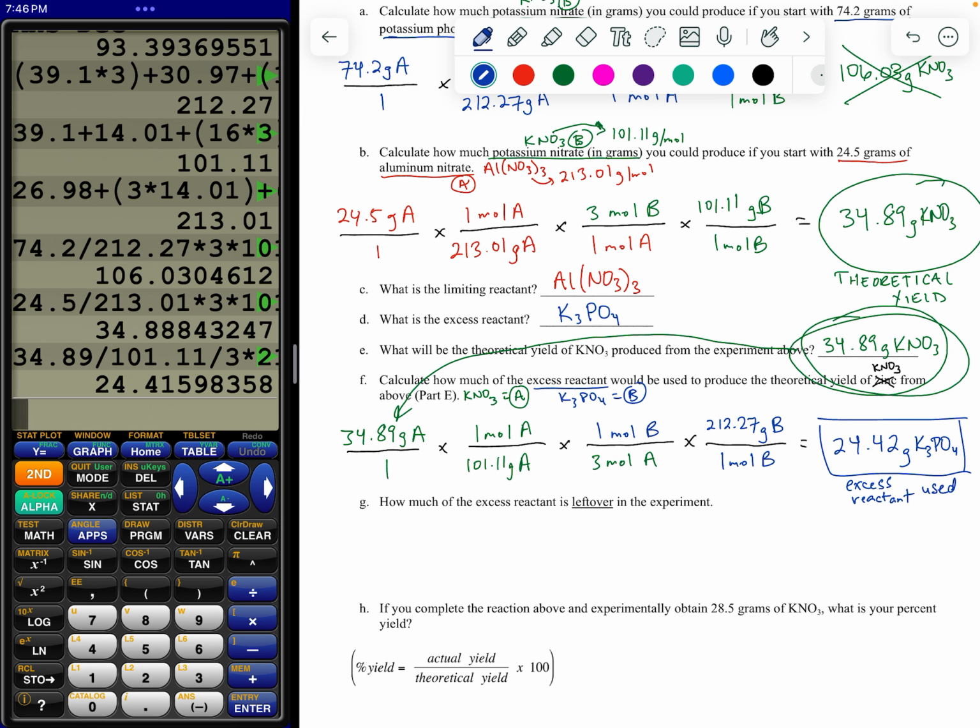Used. And so to find the leftover, we know that it's whatever we start with minus whatever we used. And of course, we know we used 24.42 grams. And what did we start with? Oh, we started with 74.2 grams of that excess reactant. So 74.2. And so we just subtract those. 74.2 minus 24.42. And it gives us 49.78 grams of potassium phosphate that was left over.